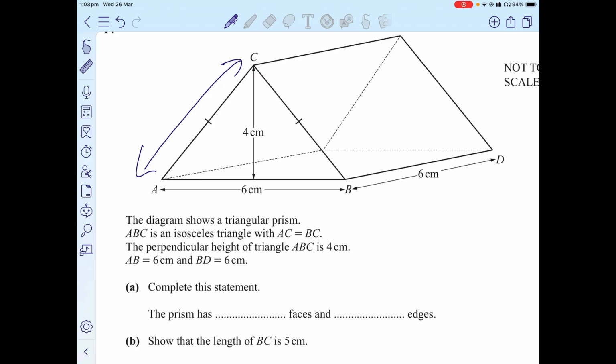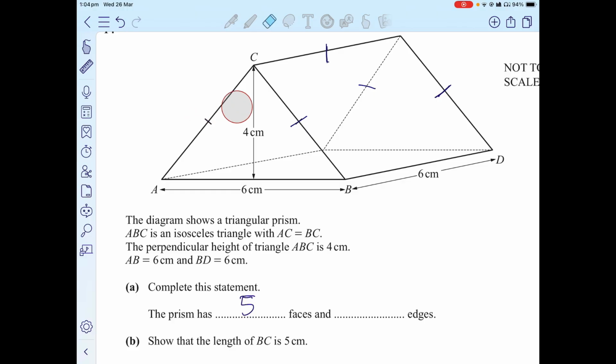Because we know there will be one on the base, there are two triangles, so that is 3, and there are two rectangles on the sides, so that gives it 5 faces. After that, they're asking us how many edges does it have. If you count the edges, we have 4 edges on the base, that will be 4. Then we have 5, 6, 7, 8, and 9, 1 on the top.